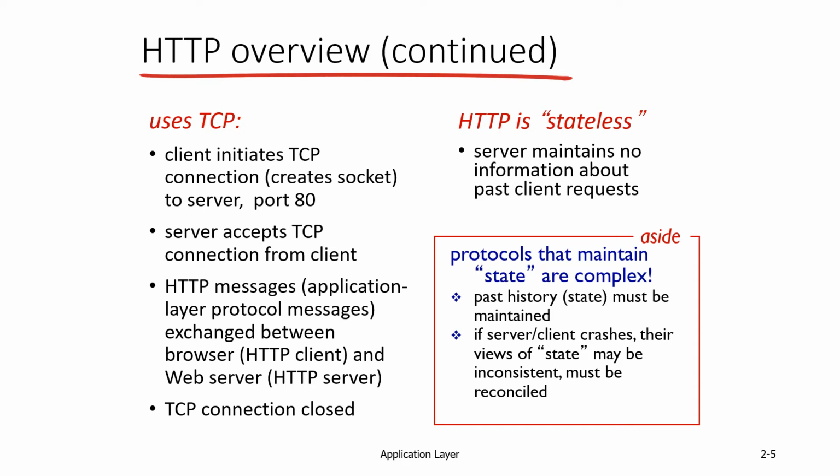HTTP is an application layer protocol. At the transport layer, it makes use of TCP. Port number 80, like I explained in the previous lectures, is specifically fixed for the use of the HTTP protocol whenever you are using it with TCP. The server accepts incoming TCP connections from the client, and HTTP messages, which are application layer protocol messages, are exchanged between the client and the server over a TCP connection. Once the information exchange is complete, the underlying TCP connection is closed.